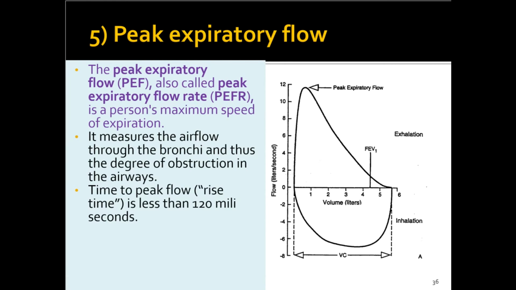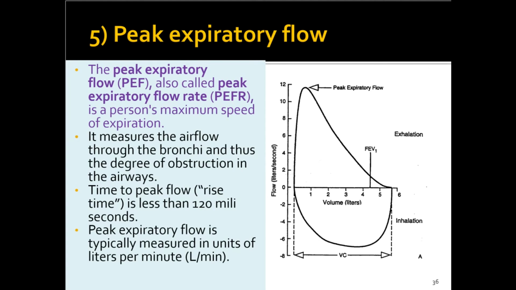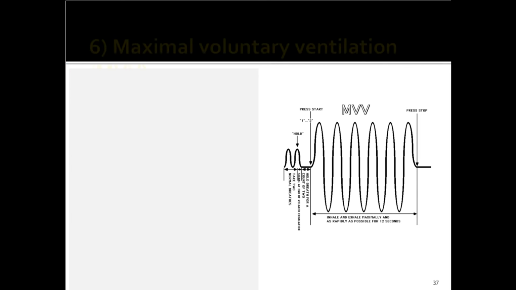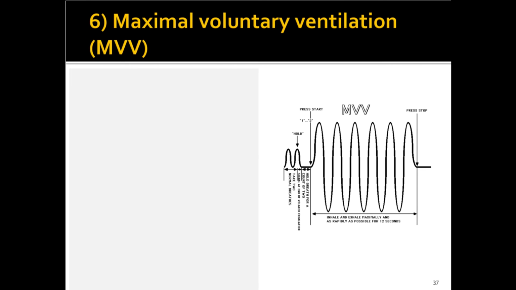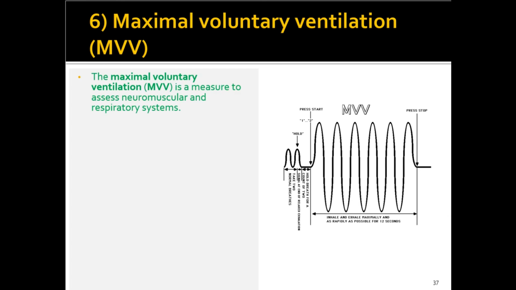Time to peak flow, rise time, is less than 120 milliseconds. Peak expiratory flow is typically measured in units of liters per minute (L/min). 6. Maximal voluntary ventilation, MVV. The maximal voluntary ventilation, MVV, is a measure to assess neuromuscular and respiratory systems.